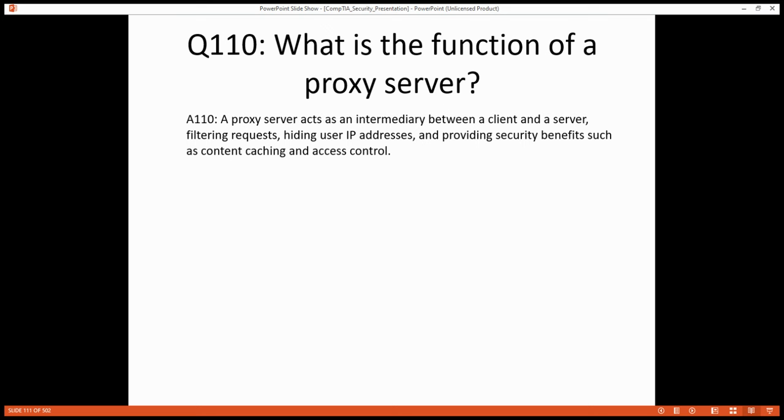Q110. What is the function of a proxy server? A110. A proxy server acts as an intermediary between a client and a server, filtering requests, hiding user IP addresses, and providing security benefits such as content caching and access control.